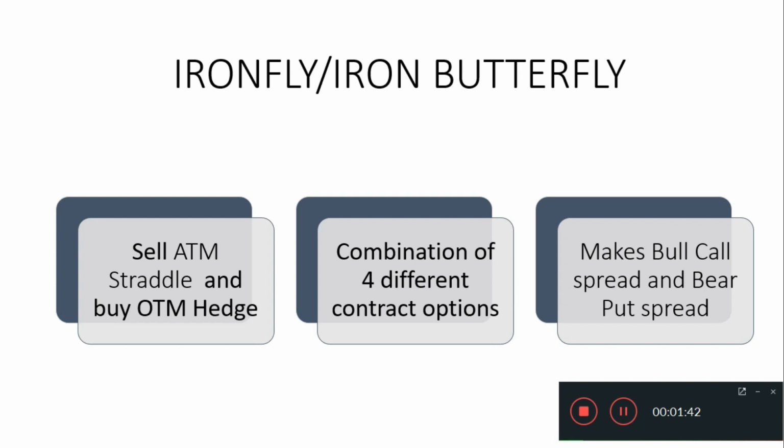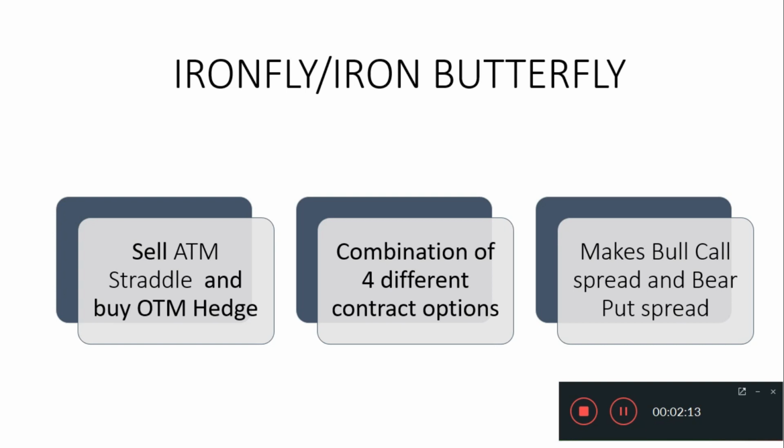I'll show you how the graph is plotted and everything, but first understand what a basic Ironfly is. It involves a combination of four different option contracts. What does that mean? It means what I mentioned just now: selling one put option, selling one call option, and buying one put option and buying one call option. That is the involvement of four different option contracts.